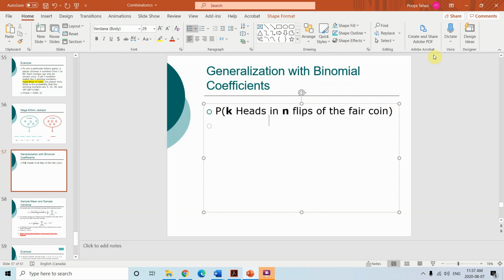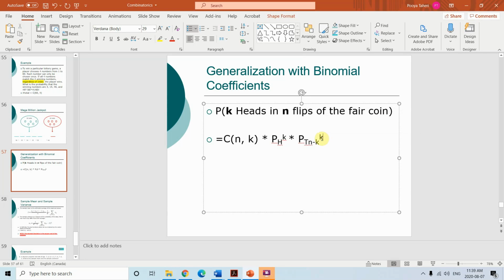So the answer to this would be, let me write it like this: C of n comma k, multiplied by the probability of having heads, P of h, raised to power k, multiplied by the probability of the tail raised to power, I'm sorry, n minus k.